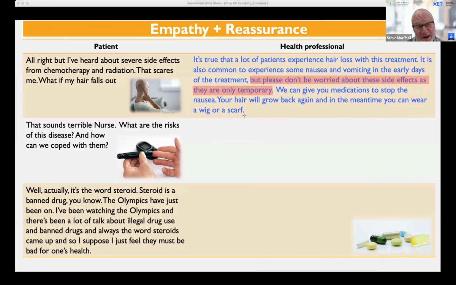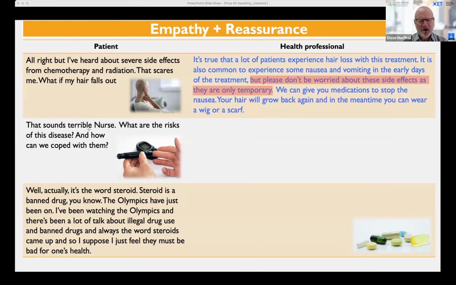So we're providing solutions. We've empathized with the patient's concern, and we've provided reassurance. It's practical, it's real, and it's a good long response, right? A good rule is when the patient says just one sentence, you try to give a longer response to provide that reassurance. Let's try another one.